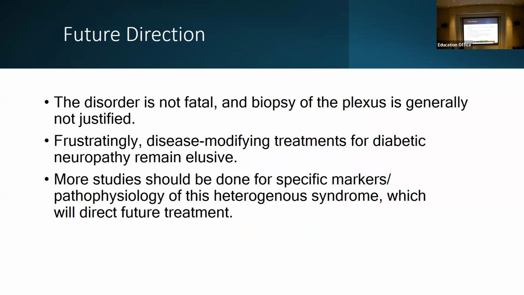So the future directions. So far there are no biopsies of the plexus because this disorder is not fatal, so generally they won't do any biopsy of the plexus. It's not justified. And there's also no strongly supportive evidence for disease-modifying treatment, so treatment for diabetic neuropathy remains elusive. I think more studies should be done in the future to check whether there are more specific markers or pathophysiologies behind it, so that it will further direct our future treatment for this disease.